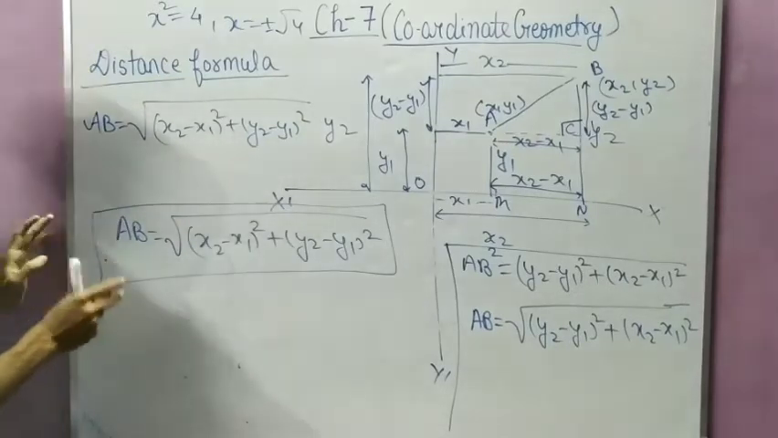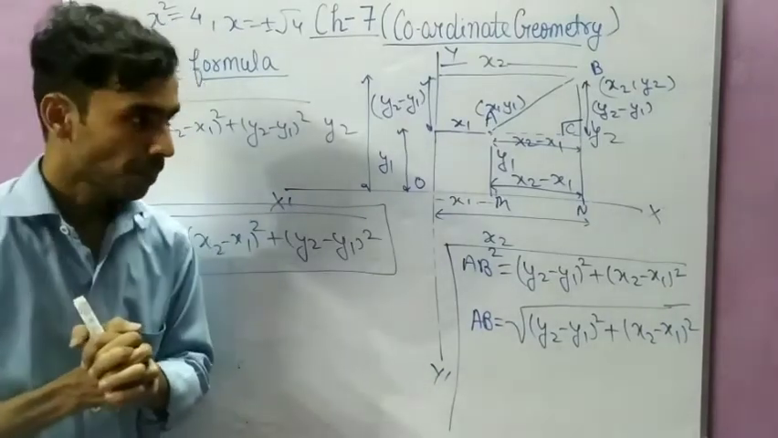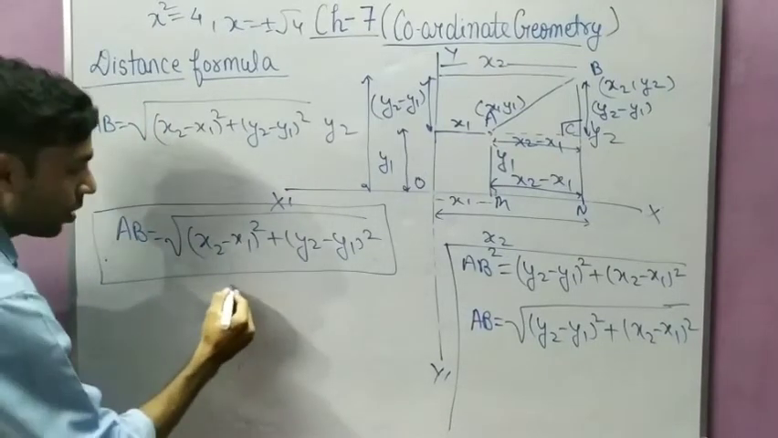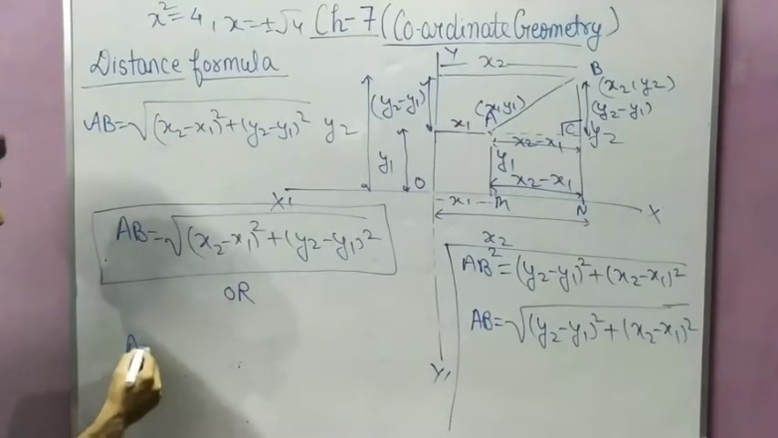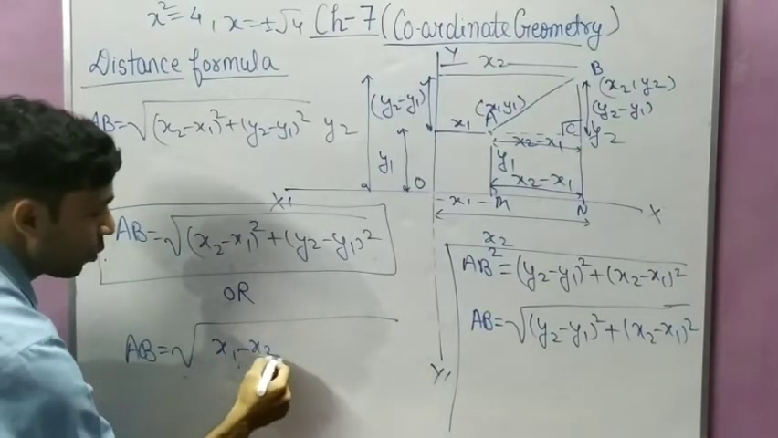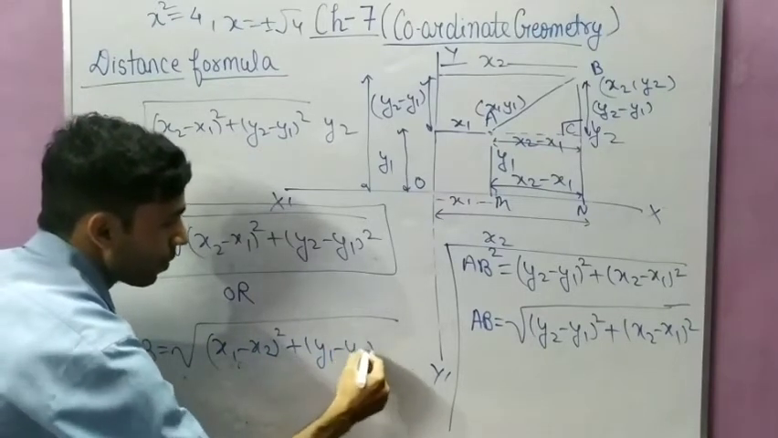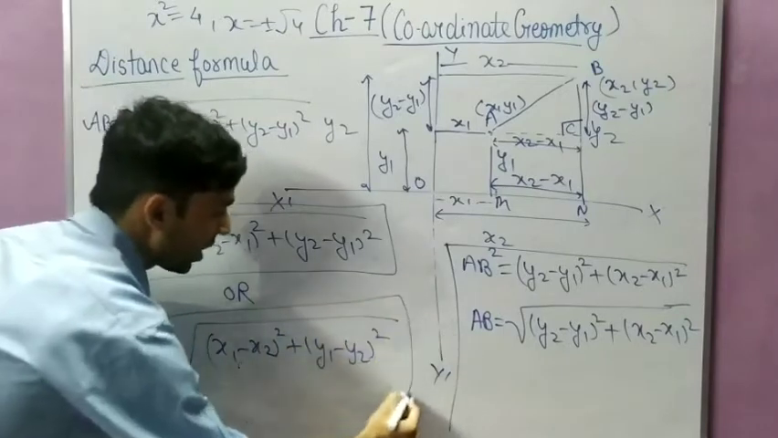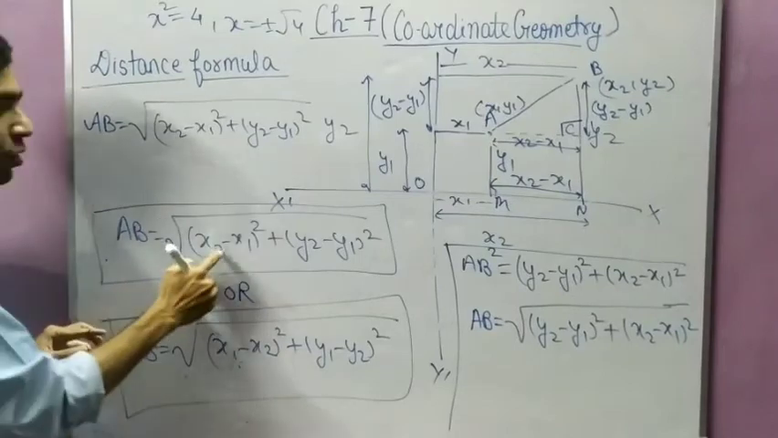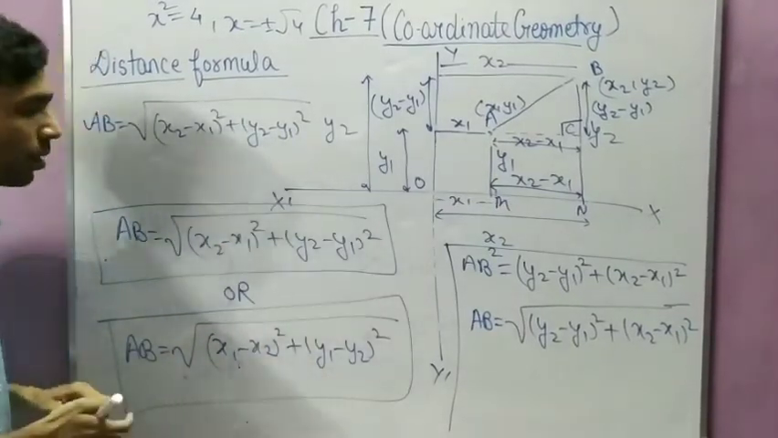If you want to calculate the distance between 2 points, we can apply this formula. This formula can be written like this also: AB is equal to under root (x1 minus x2) square plus (y1 minus y2) square. Very simple formula, you can easily memorize. Both formulas are the same. Either you write (x2 minus x1) square or (x1 minus x2) square. Both are same.